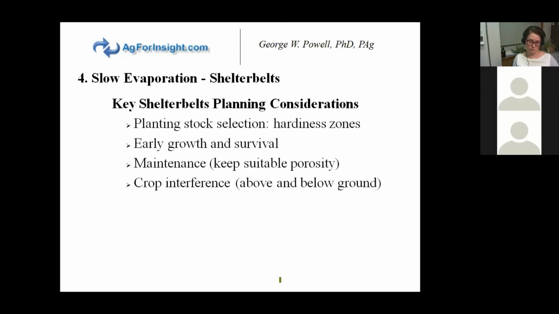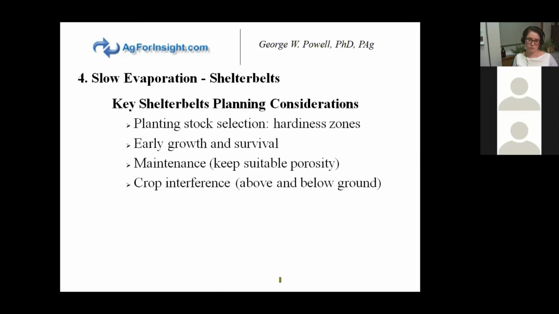Remember that it's not a plant and walk away phenomenon. There is a maintenance component to it, so you have to keep a suitable porosity. Early on, when the plants are growing quite vigorously, that means going back in and doing some thinning and pruning potentially to keep the porosity levels appropriate. Later on, you're going to have to go back in and do fill planting with older shelter belts or hedgerows, because over time those plants are going to die and they'll have to be replaced.